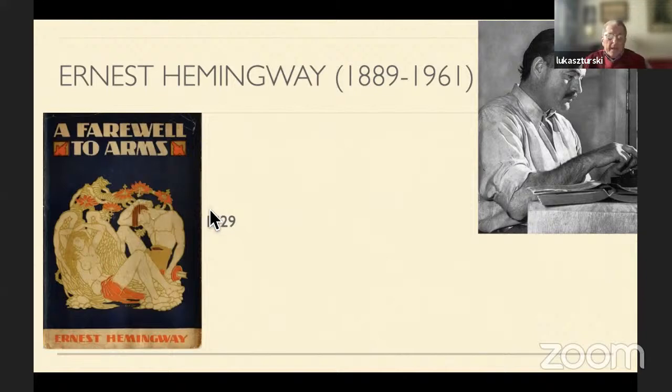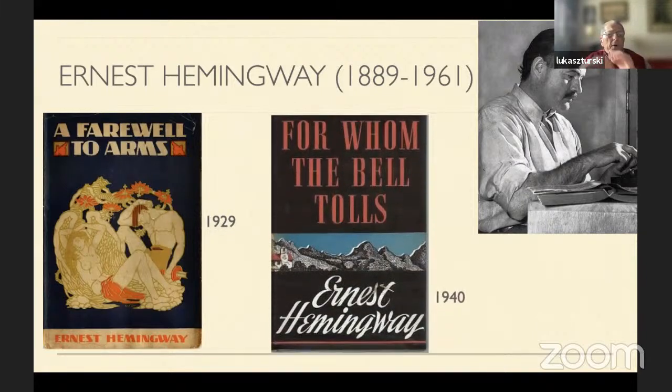And the other important book of Ernest Hemingway is this other fundamental book of the literature. The title is For Whom the Bell Tolls.